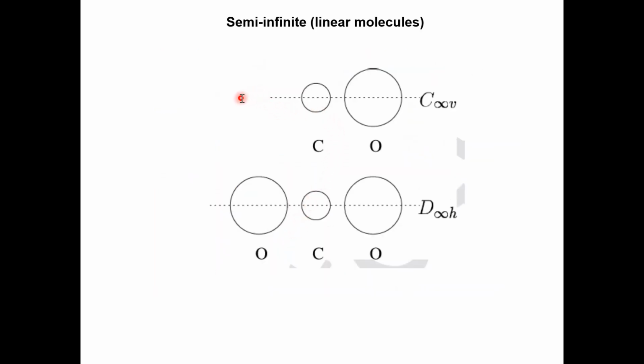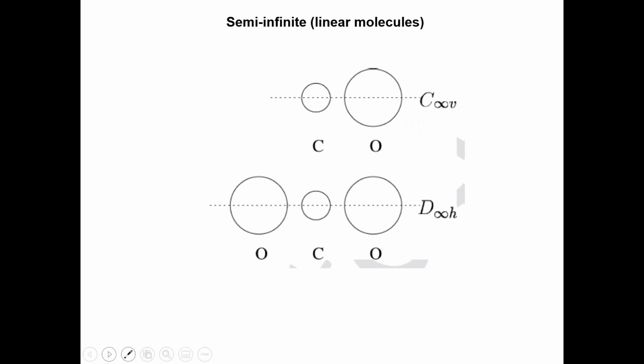Finally, you can also have these semi-infinite groups, which are relevant for linear molecules like CO or CO2. The character tables for these groups are also in Appendix A. They're also listed there. Why is it called C infinity v? Because if you take the main symmetry axis of these two molecules, you see that you have an infinite number of angles that give you symmetry operations of the molecule.